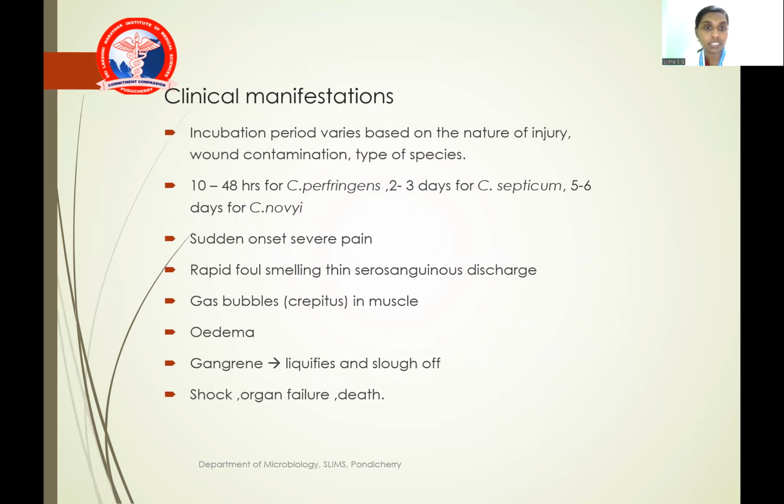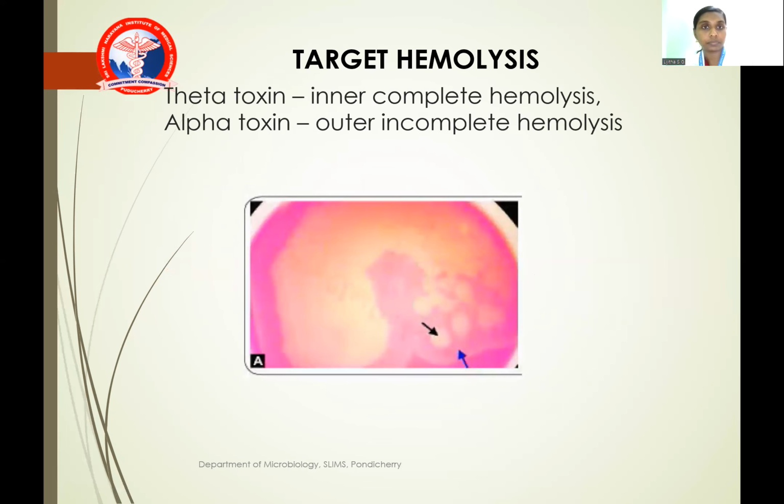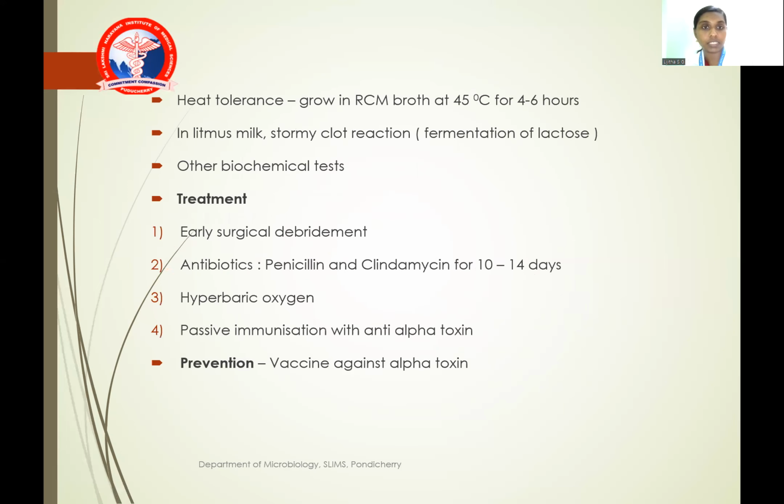Among the clinical manifestations, there is sudden onset of pain, crepitus in the muscle, leading to edema and gangrene. Regarding the laboratory diagnosis, on gram stain there is absence of neutrophils, and target hemolysis on blood agar, Nagler reaction, reverse CAMP test, and in litmus milk, stormy clot reaction. Regarding treatment, the most important thing is early surgical debridement and antibiotics, penicillin and clindamycin. Okay, that is all. Thank you.